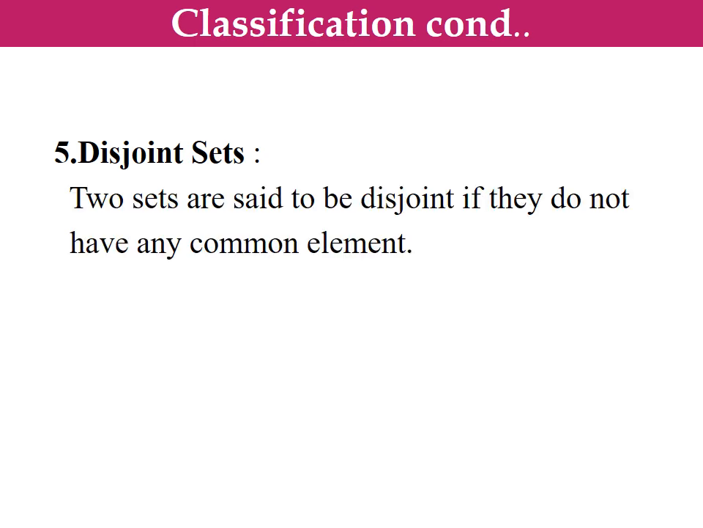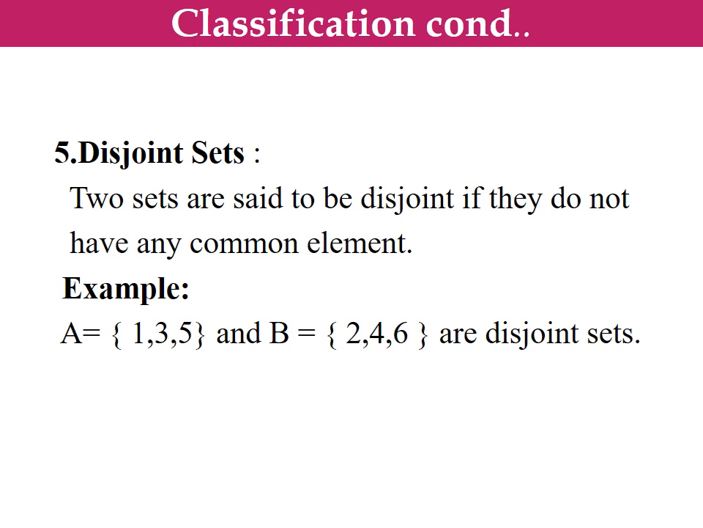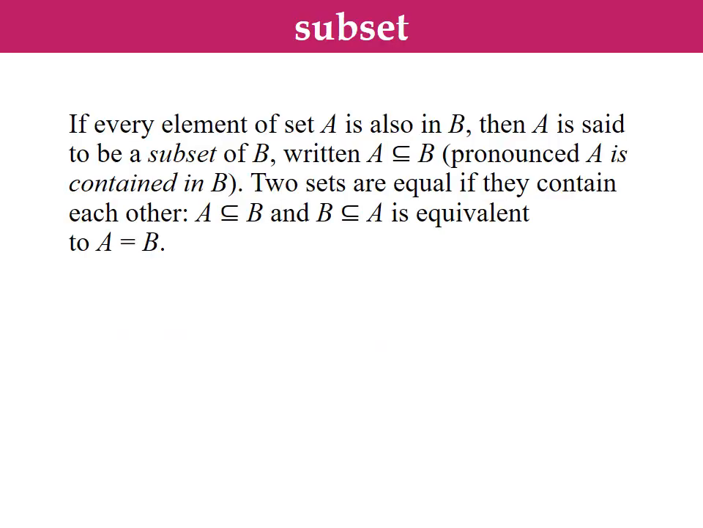Another one is disjoint sets. Two sets are said to be disjoint if they do not have any common element, right? Take one example. A is 1, 3, 5. B is 2, 4, 6. Are there any common numbers between these two sets? No. So this is called a disjoint set. In another manner, we can say the same: the intersection of two sets is empty. That is also called disjoint.